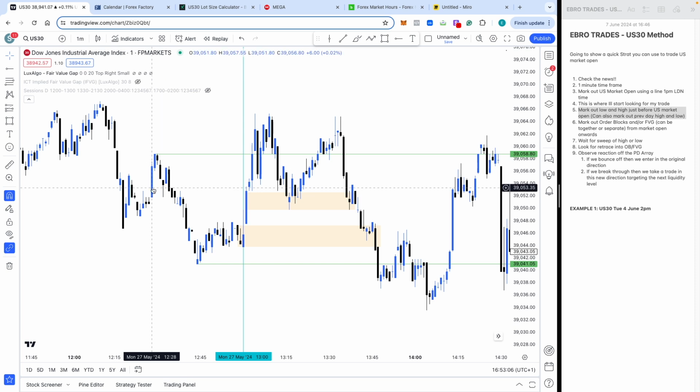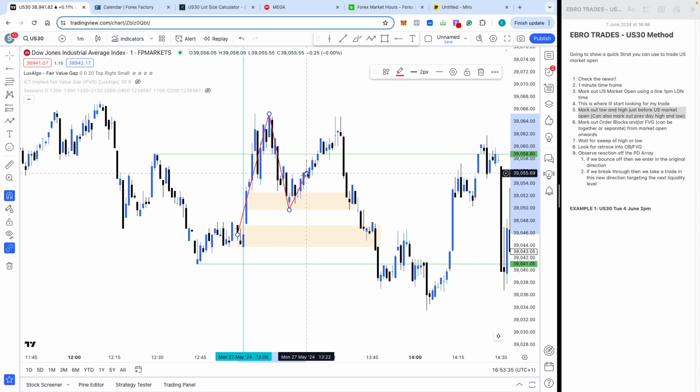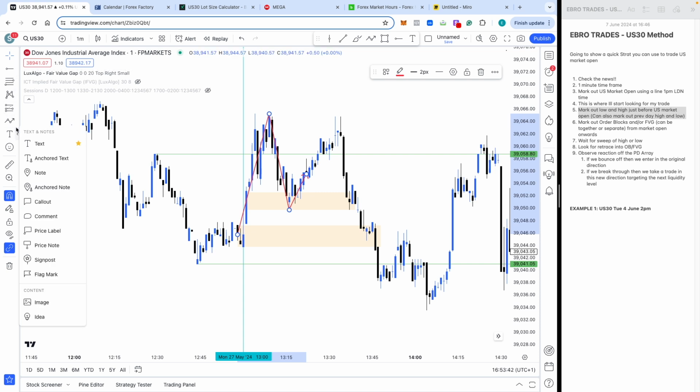Okay, and then we are literally waiting for the low or the high to get swept. So we see here the high gets swept. We then wait for a retracement into our PD array. So you can see here, let me show you with the arrow: we swept our high, retraced into our fair value gap, and then you can see here a break of structure to the upside.